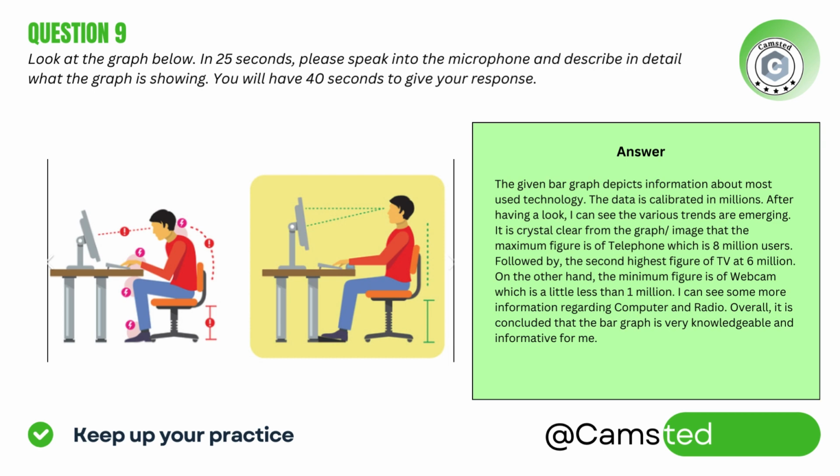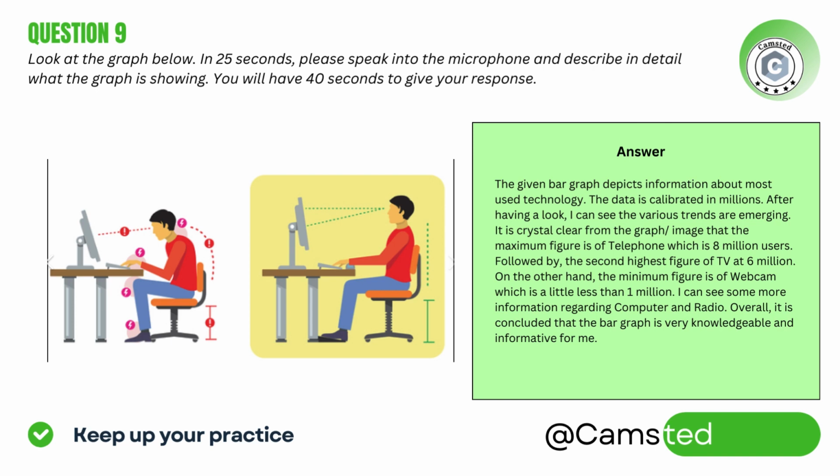The given image depicts information about the ideal sitting posture on the chair while working on the computer. It shows the comparison of right and wrong postures of sitting on the chair. On the left side, the person is sitting in the wrong position. His back is bent towards the screen.